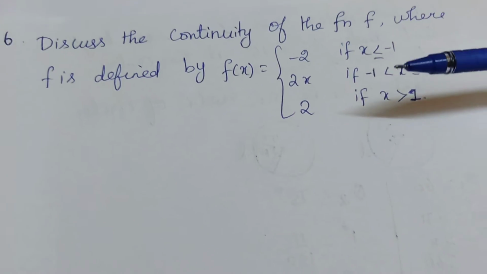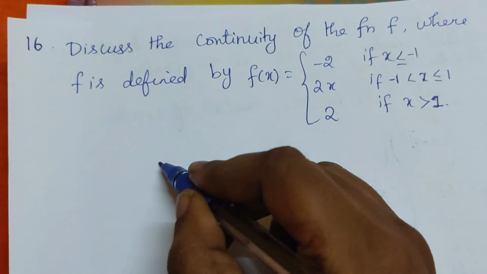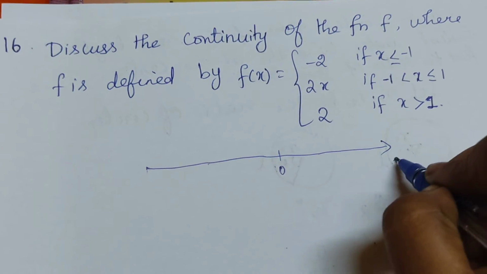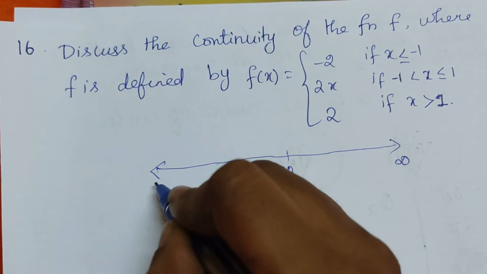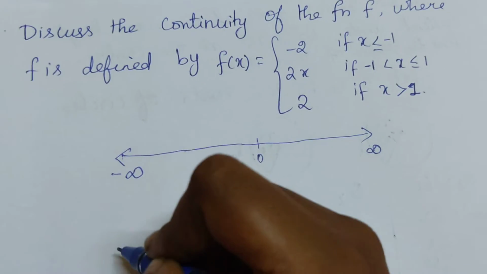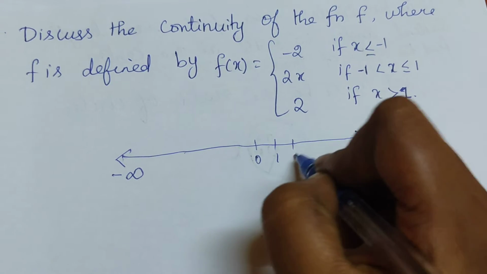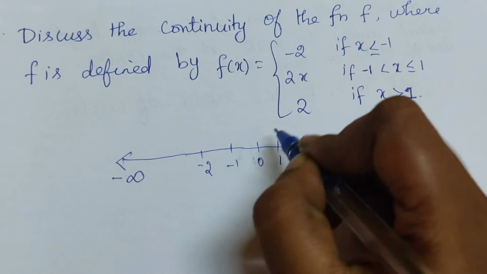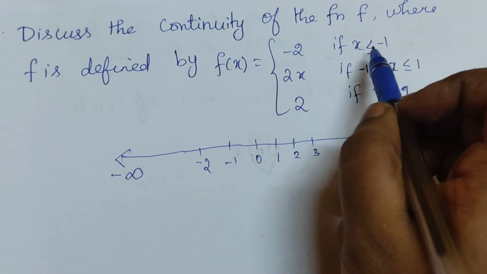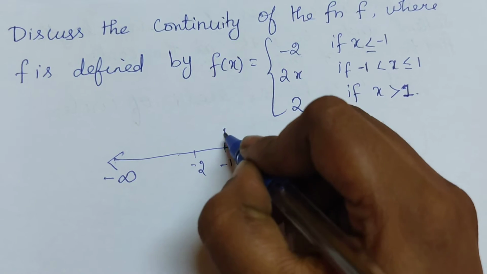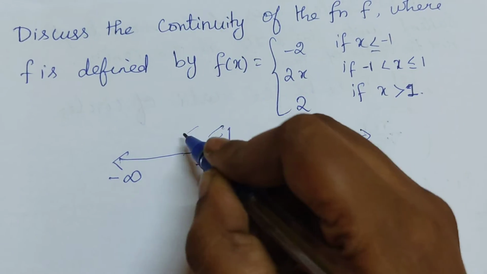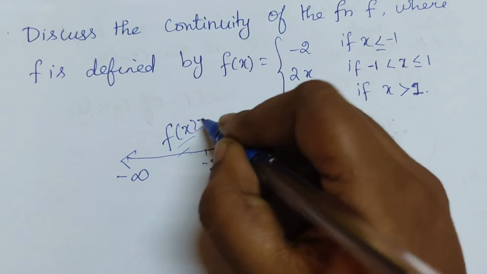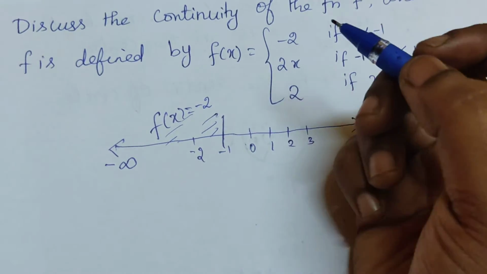So at first we will know the domain of the function. For the entire real line we have 0, and on the right hand side it goes up to infinity, and on the left hand side it goes up to minus infinity, and I'll mark some integers over the real line. Now we will see when the value of x is less than or equal to minus 1. In these values the function is minus 2, which is a constant function.